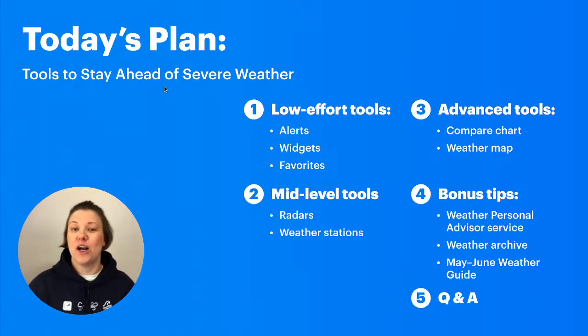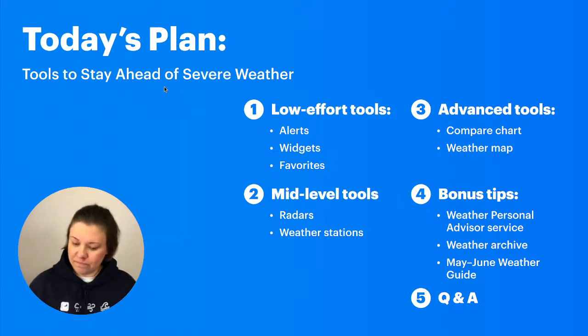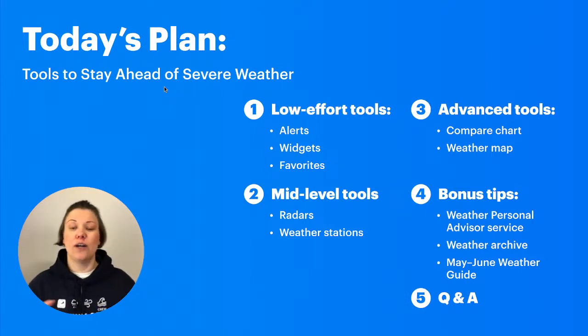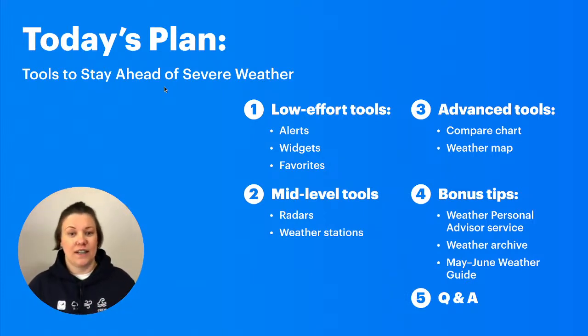I'm going to introduce our weather personal advisor service, which is like a concierge service, but with a meteorologist. You can text with a meteorologist via WhatsApp. I think it's a really powerful and really low effort tool for the upcoming season. Then I'm going to tell you how I would use the weather archive to foresee severe weather events. And then I will present to you the guide for May and June for weather events all around the world from our meteorologists. And then there will be time for a Q&A.